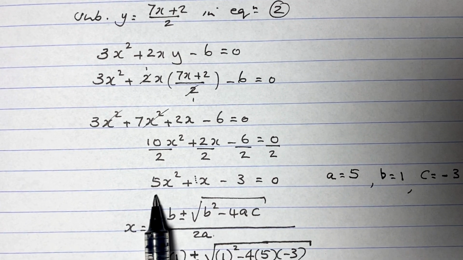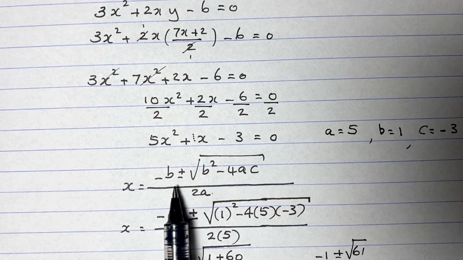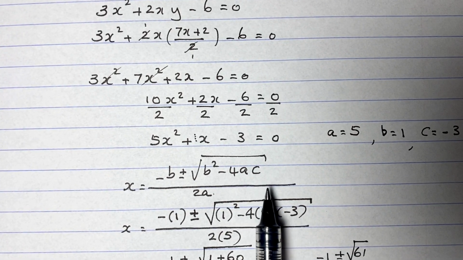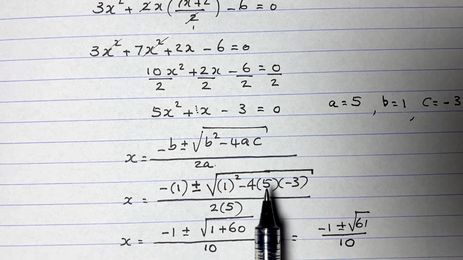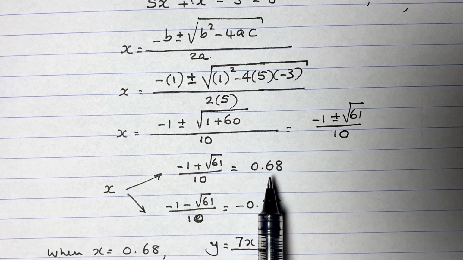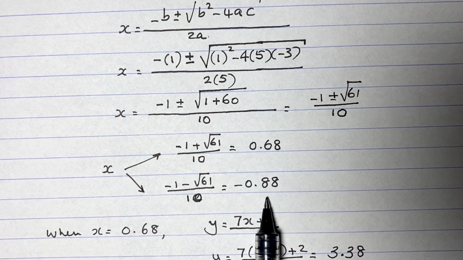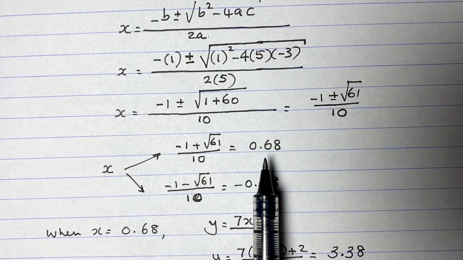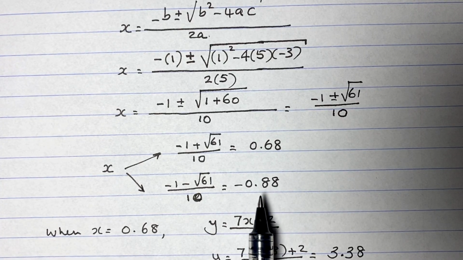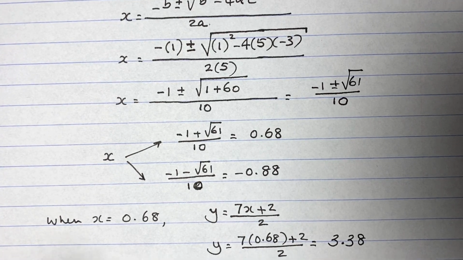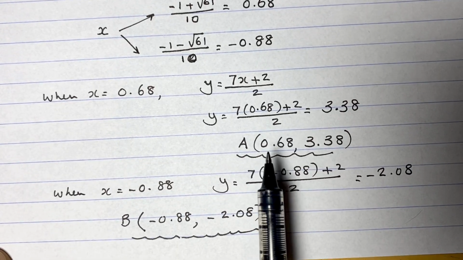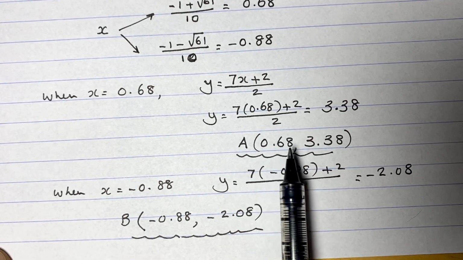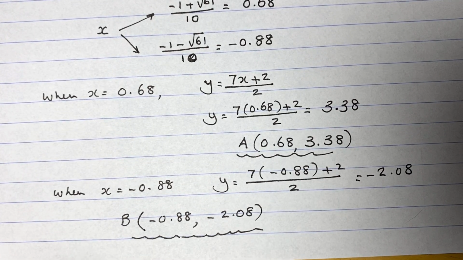When I solve this, either by factorization, if it factorizes, this time it didn't factorize, so I used the general formula for the quadratic equation. That gave me the two values of x, and I found the corresponding value of y for each x coordinate which I've obtained earlier. And that would give me the 2 points with their x and y coordinates.